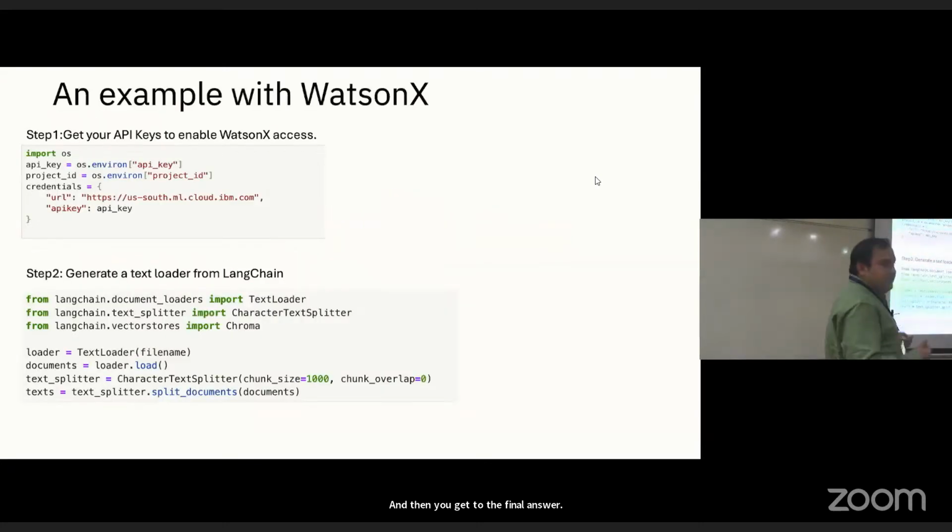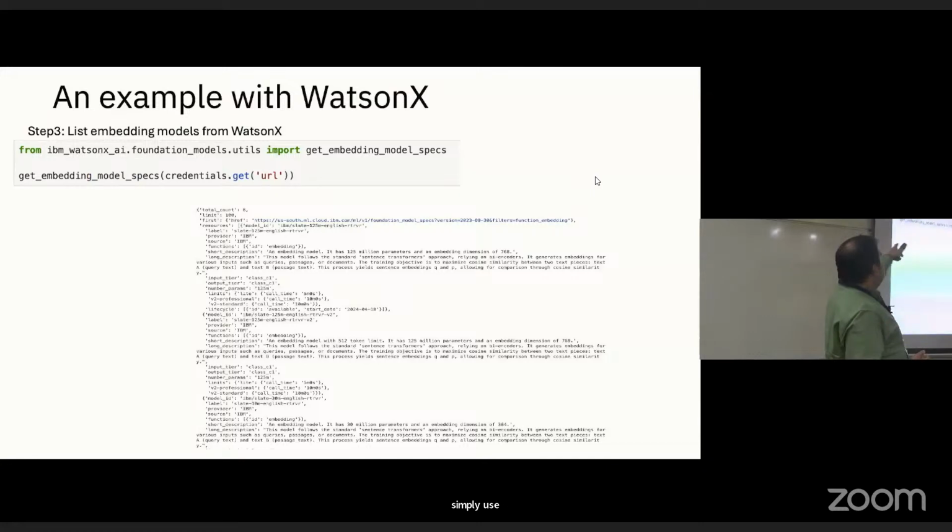I have listed different steps, maybe 8 or 9 steps, but bear with me. I promise you each of the steps is nothing more than 2 or 3 lines of code. It's that easy really. First, you get an API key for your Watson X access, so that you can access the models from there. Then I specifically loaded a text splitter from LangChain. You can write your own, or you can simply reuse any text splitter that you like. It's standard stuff.